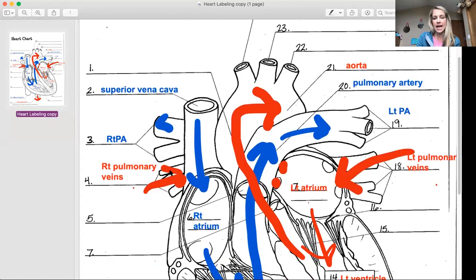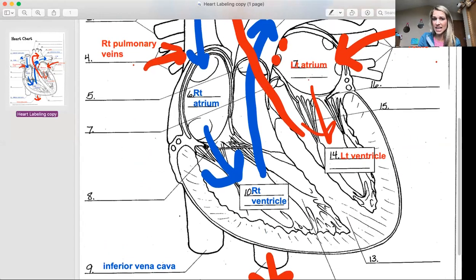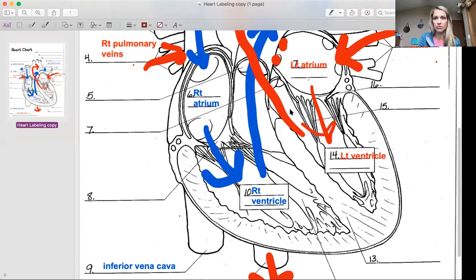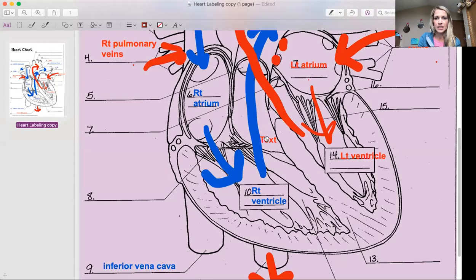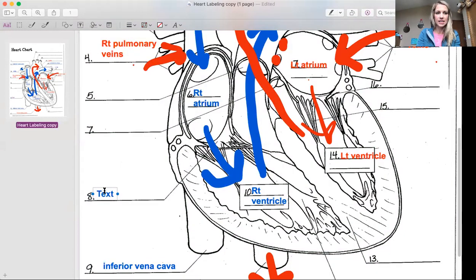So now blood comes in through the superior and inferior vena cava into the right atrium. It then goes into the right ventricle. We talked about this valve. The valves are there to prevent the backflow of blood. This valve right here is called the tricuspid valve. Where did my text box go? Here we go. So I probably need to change that color. We'll go with blue. And this is the tricuspid valve. Okay, right here, this part right here is the valve.